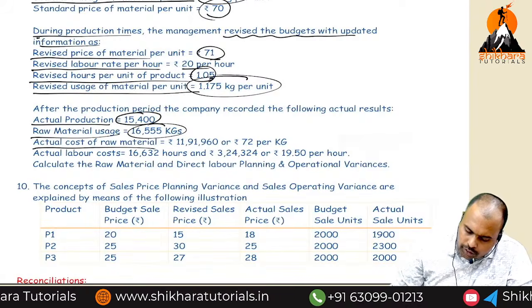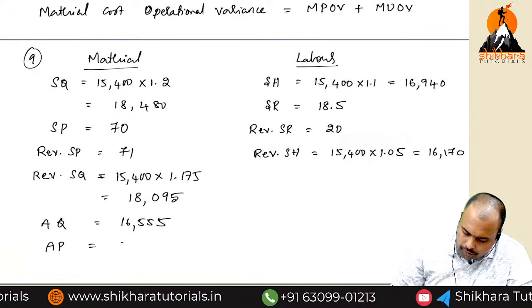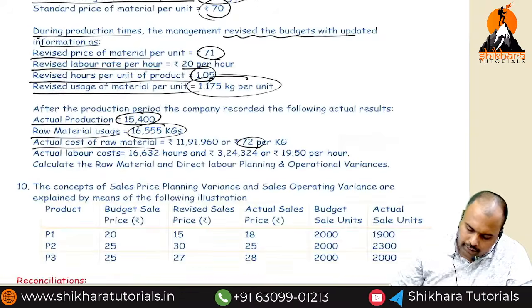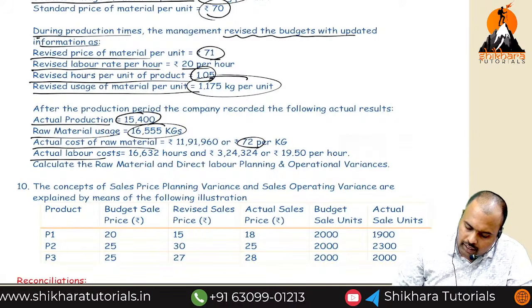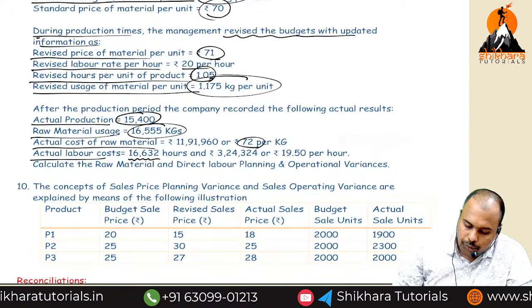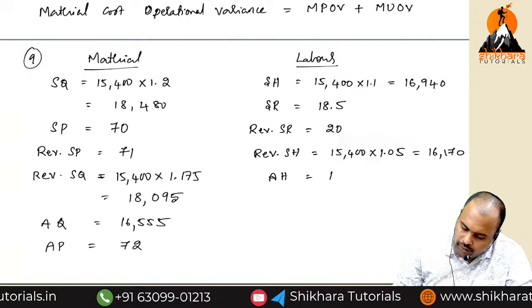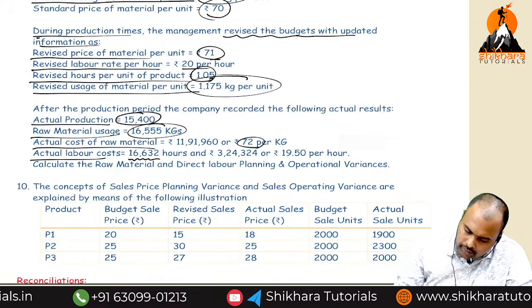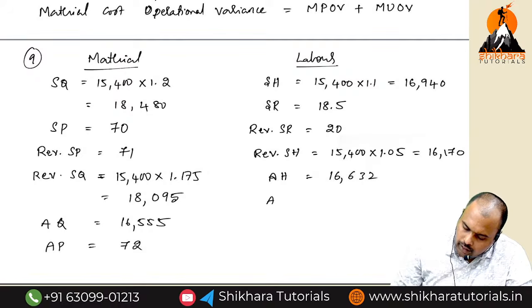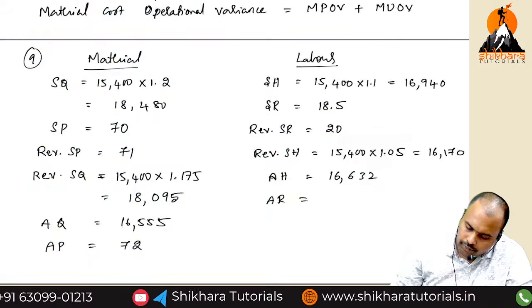Then actual cost of raw material. So AP is equal to 72. Actual price is 72 per kg. Then actual labor cost: 16,632 hours. So that's nothing but actual hours is equal to 16,632. Then actual rate is equal to 19.5.